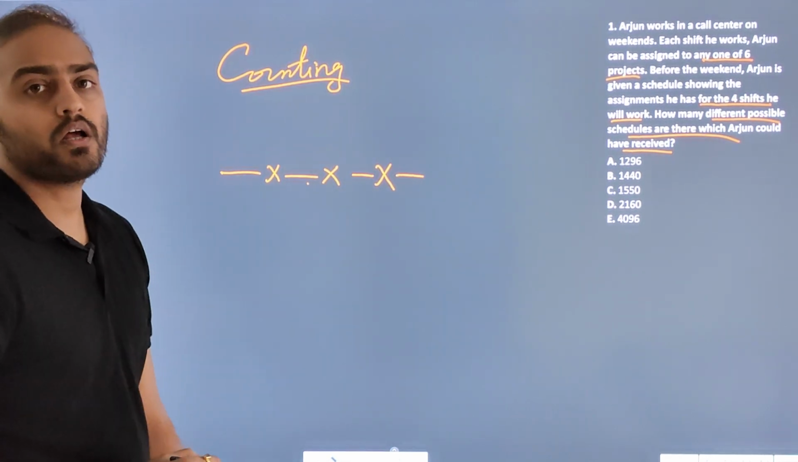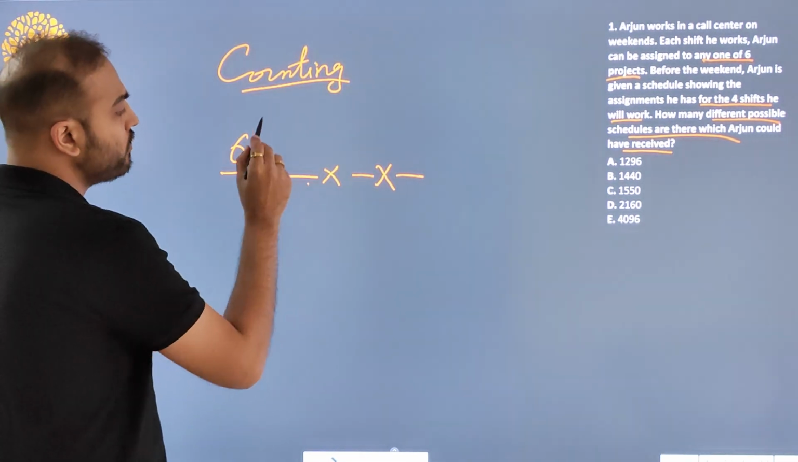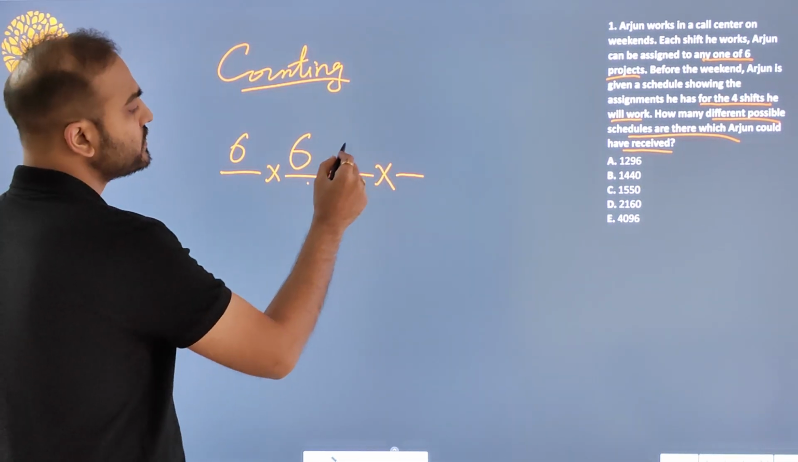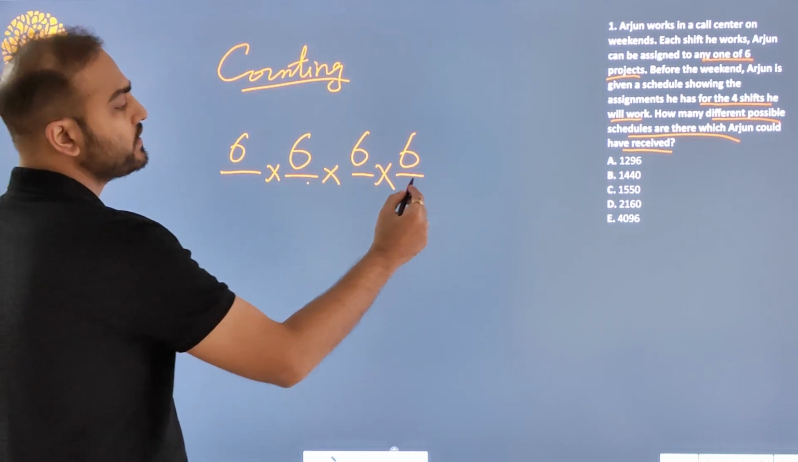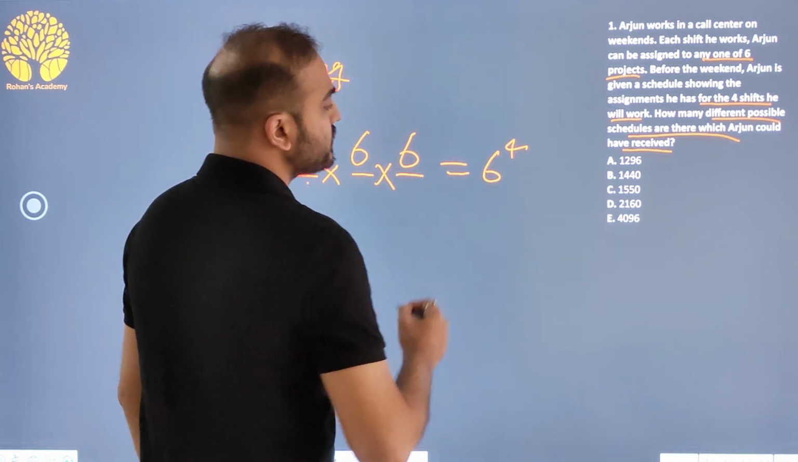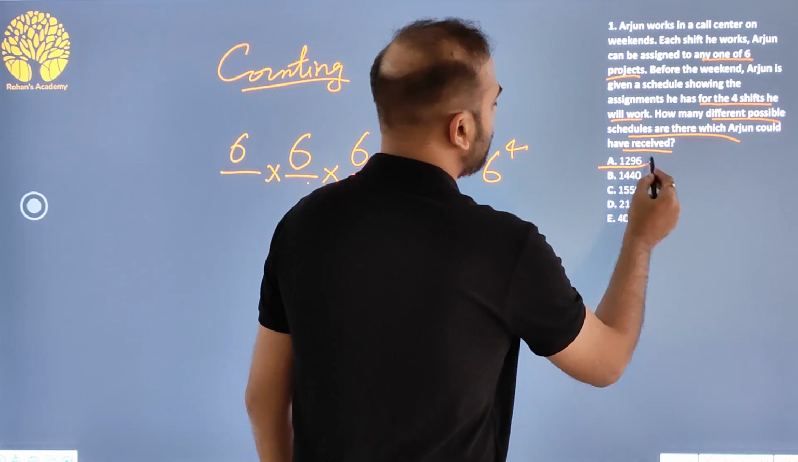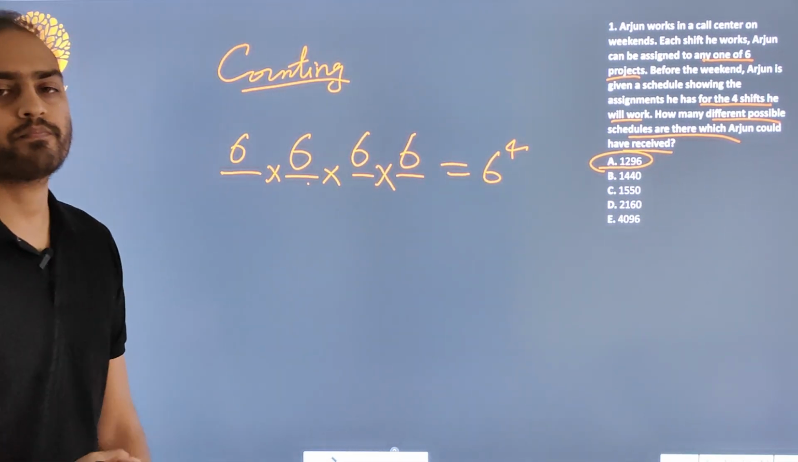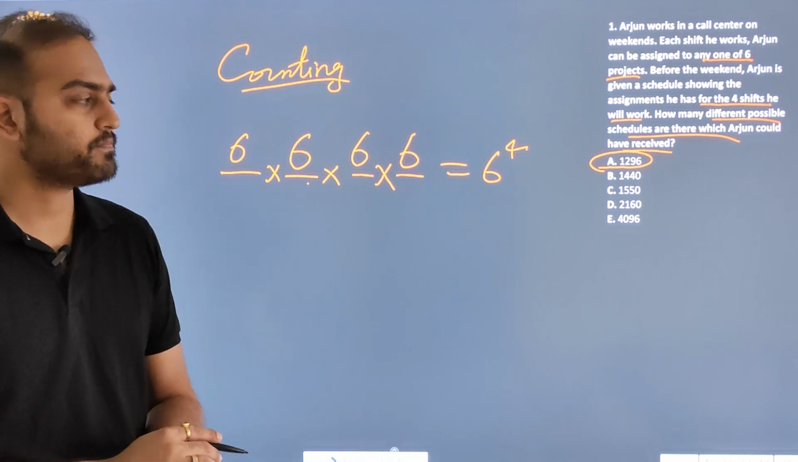Now for shift 1, how many choices do I have? 6 projects. For shift 2, again 6 projects. Shift 3, again 6 projects. Shift 4, again 6 projects. So that is 6 to the power 4. If you solve it, that is 1296.